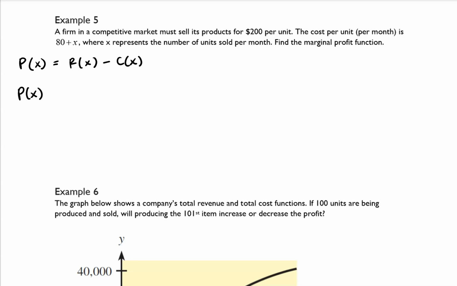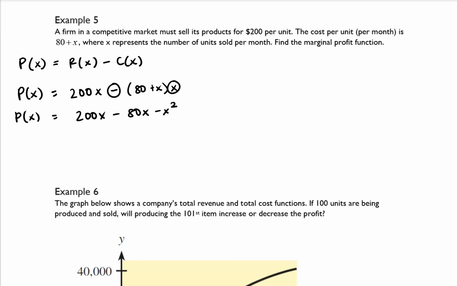So P of x is equal to the revenue function. So if they're selling their product for $200 per unit, then the revenue that they're going to gain is 200 times the number of units that they sell. And then the cost is going to be 80 plus x times the number of units. And so let's simplify that a little bit. So we get 200x minus 80x minus x squared. So I went ahead and I distributed both the negative sign as well as the x.